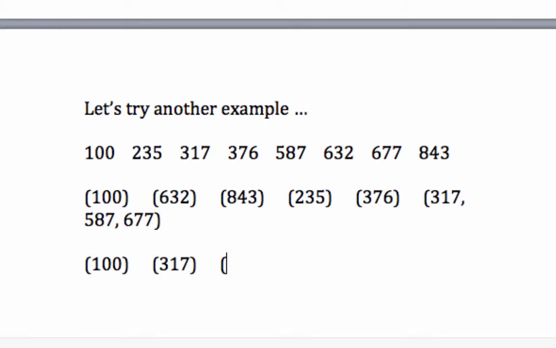Numbers that have a 2 in the middle, there are none. Numbers that have a 3 in the middle, 632 is the first one that I find. 235 is the next one, and we are done. Numbers that have a 4 in the middle, 843.